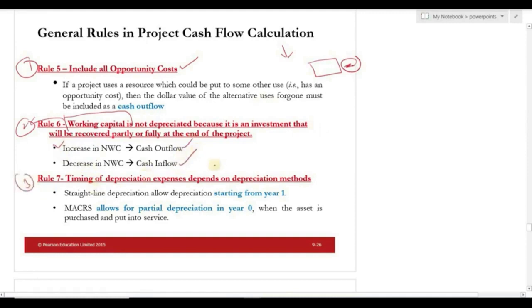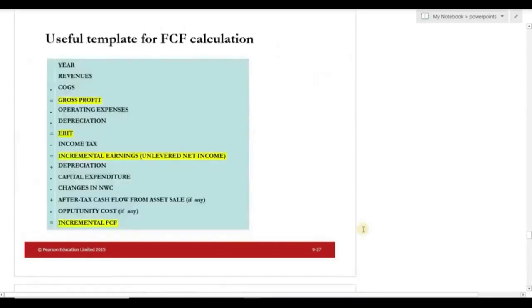And rule number 7 is that the timing of the depreciation expense depends on the depreciation method. If it is straight line, it would be year 1. If it is MACRS, it would be year 0. Okay, now this is a useful template for free cash flow calculations. We need the years, revenue, cost. This is the gross profit, operating expenses, depreciation. This is income tax, right?